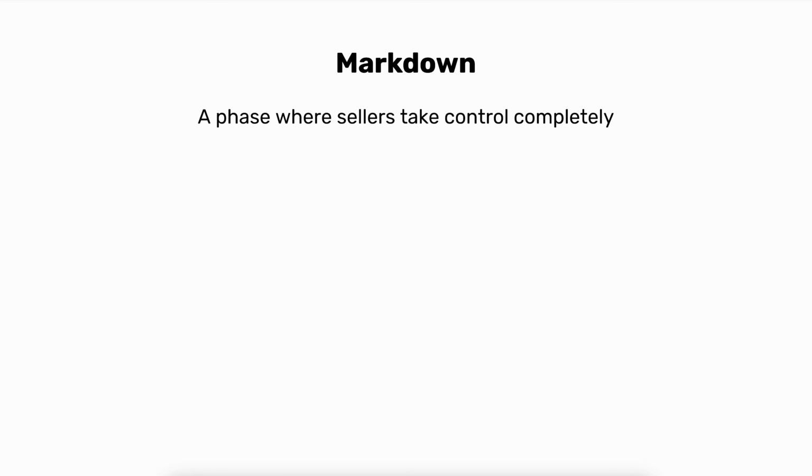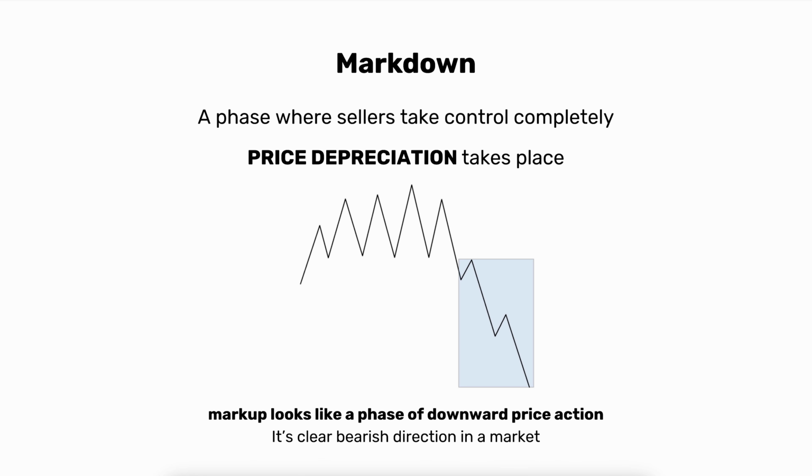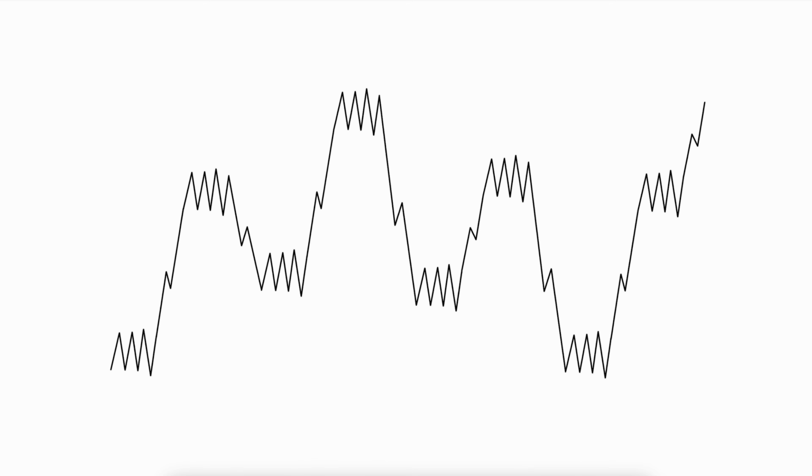And you probably guessed it now, the markdown phase is a phase where the sellers take control completely and price depreciation takes place. So it's the selling move or the down move after the distribution. So Wyckoff suggests the market only really moves in these 4 phases ever. This is an example of what a market would look like under Wyckoff's theory.